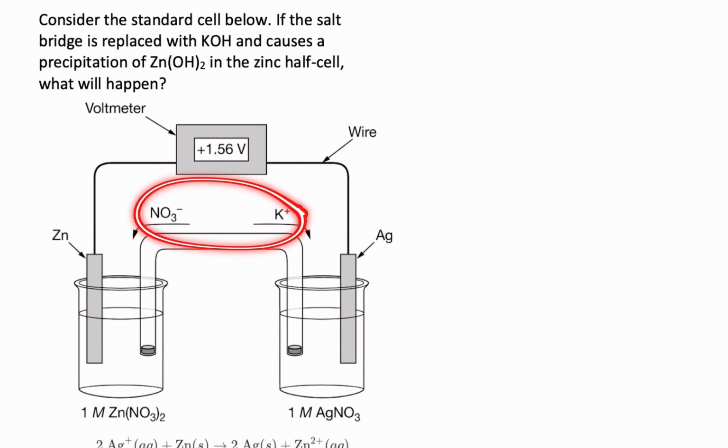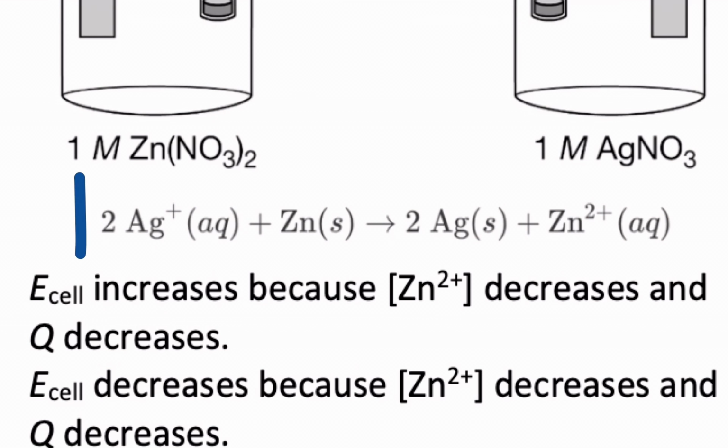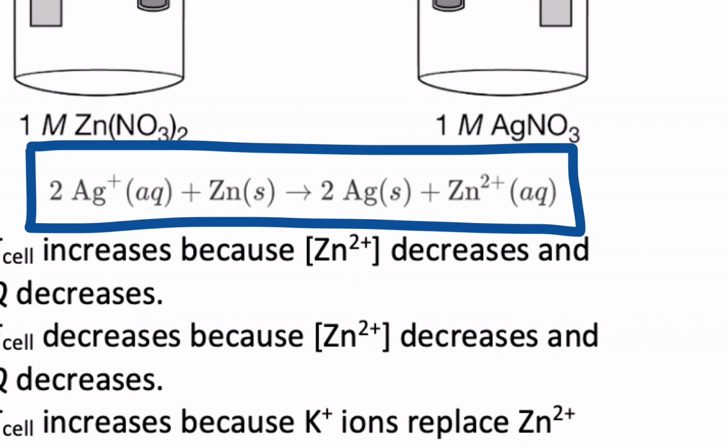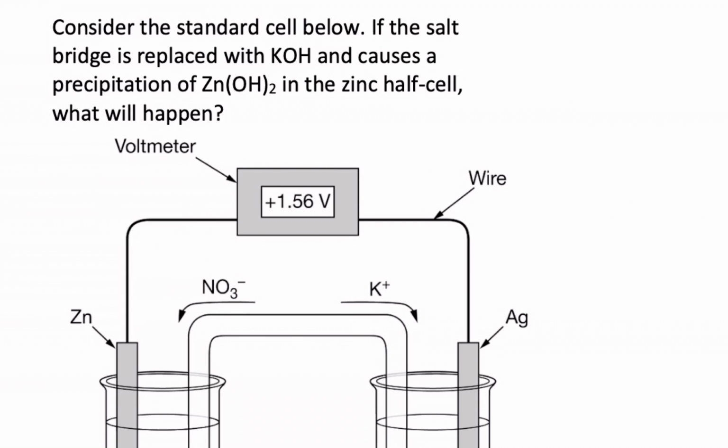They note the salt bridge containing spectator ions, and they ask, what happens if we put potassium hydroxide in there instead? What will occur? Well, look at the overall reaction, which is given in this question, and let's ask ourselves what's going to happen if we use potassium hydroxide. Think about the aqueous ions, and is there any possible reaction that's going to happen? They tell us that you're going to precipitate zinc hydroxide, so we need to use that in this information.